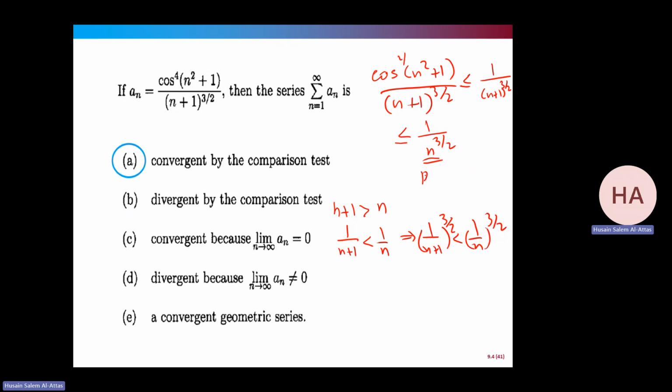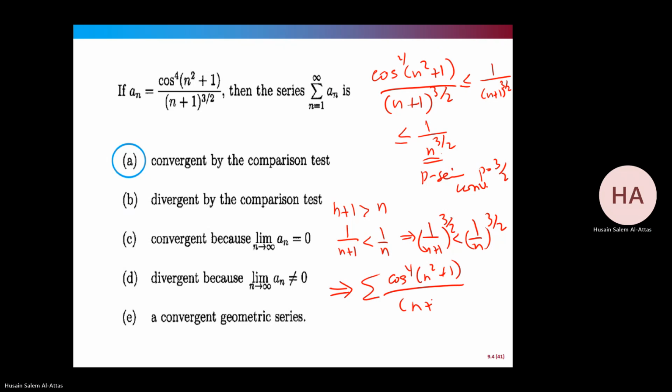And this is a P series that converges, since P equals 3/2. So for sure, the comparison test gives me that this series will converge. Yes, the series is convergent. There is no meaning to the interim step, but usually we would do it this way.